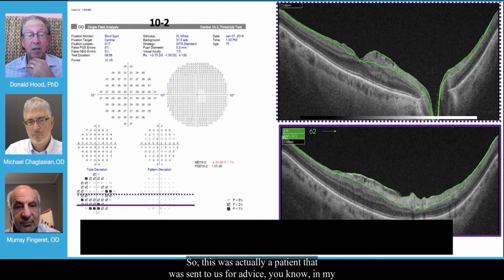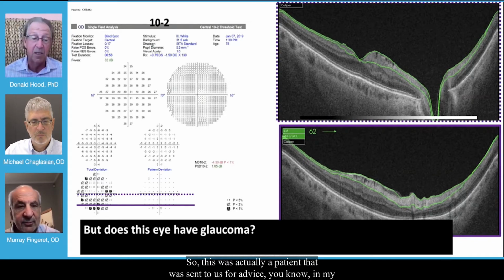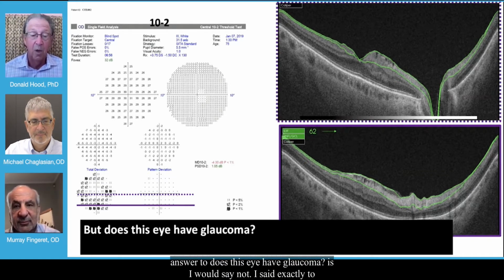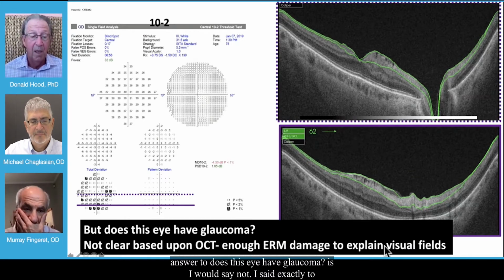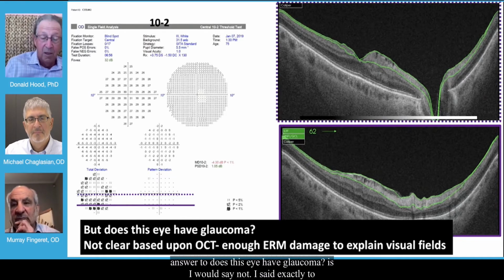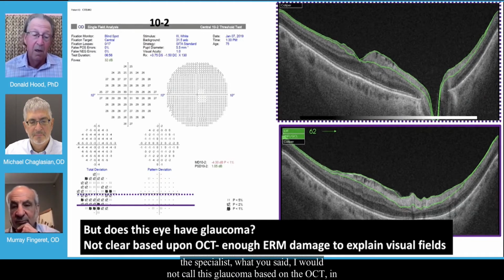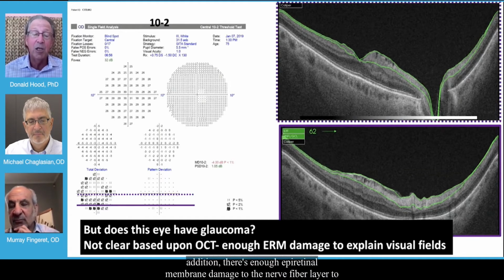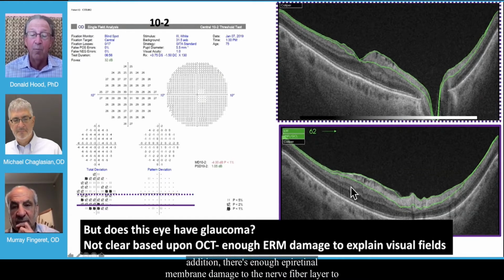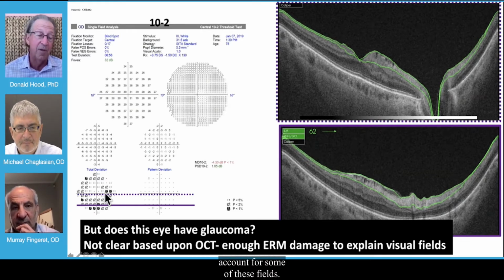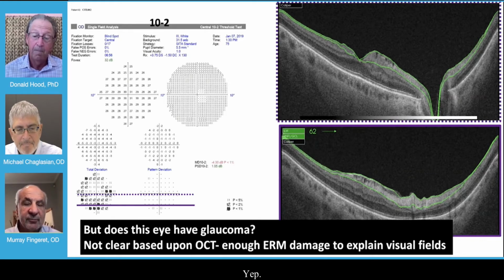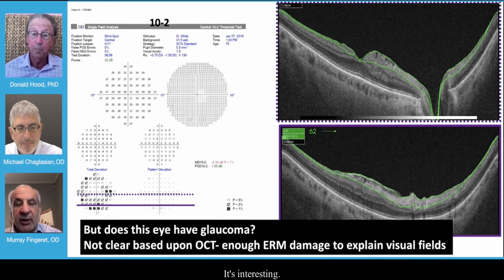So this was actually a patient that was sent to us for advice. And my answer to, does this eye have glaucoma, is I would say not. I said exactly to the specialist what you said. I would not call this glaucoma based on the OCT. In addition, there's enough epiretinal membrane damage to the nerve fiber layer to account for some of these fields. Yes. Yep. It's interesting, yeah? Yep.